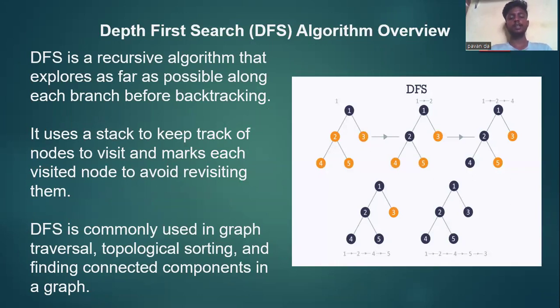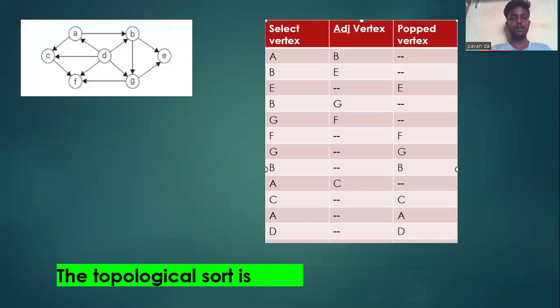Depth first search algorithm overview. DFS is a recursive algorithm that explores as far as possible along each branch before backtracking. It uses a stack to keep track of nodes to visit and marks each visited node to avoid revisiting them. DFS is commonly used in graph traversal, topological sorting, and finding connected components in a graph. Here is a diagram of the DFS. This is a topological sort.